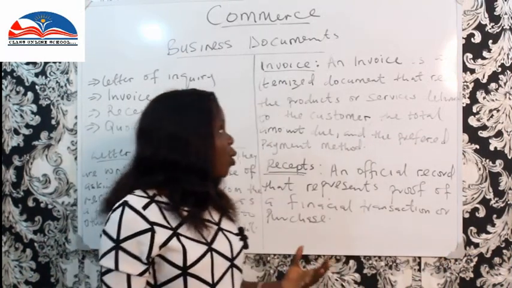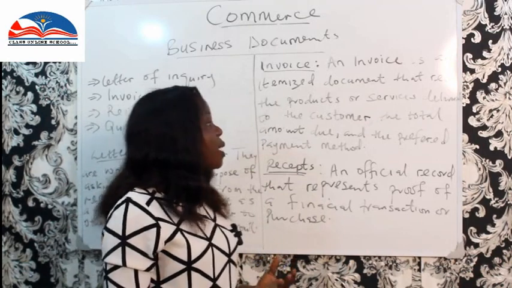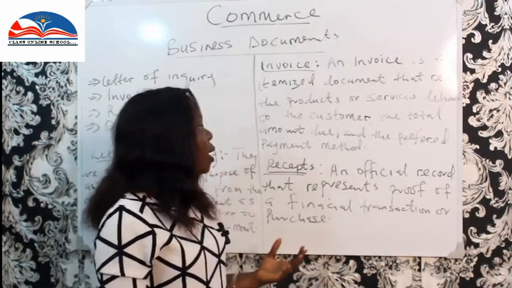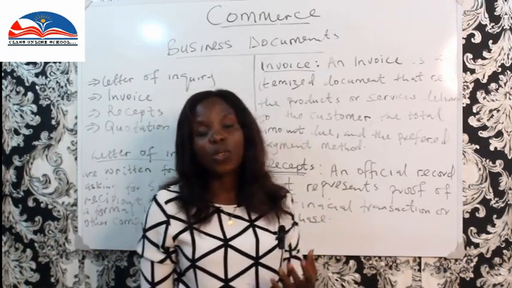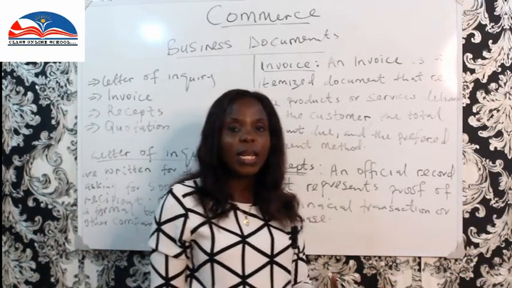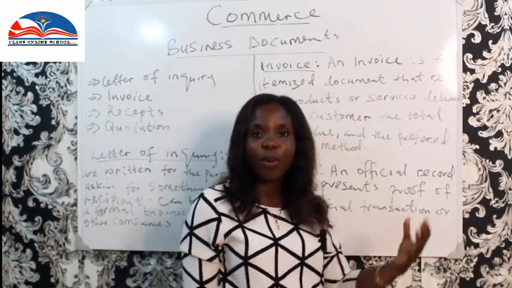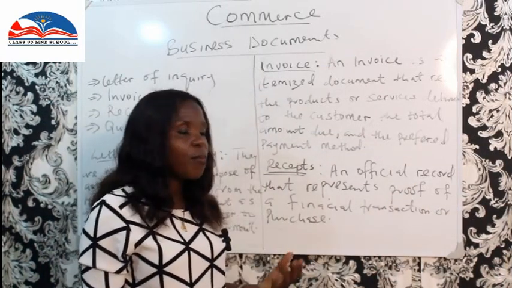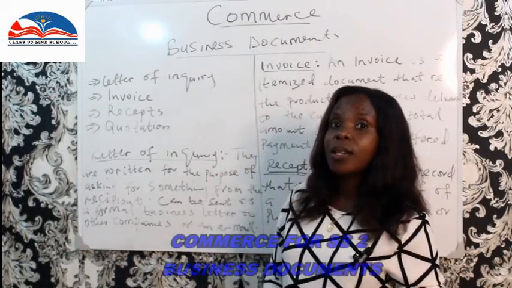So an invoice is a document that records the product or services that is delivered to your customer, and it tells you the total amount the customer paid, the total amount that is owing, the means of payment, the payment method, the discount you have allowed on that product. That's invoice. And then we'll talk about the third one, which is the receipt.